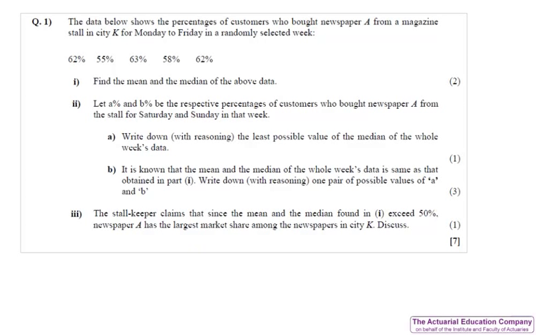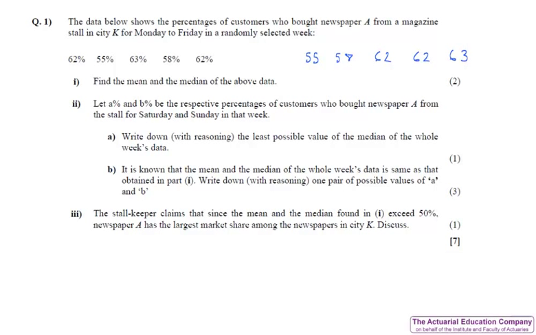So on to question 1. In part 1, we have to find the mean and median of a list of 5 data values. This should have presented no problems as long as you didn't forget to arrange the numbers in order before you found the median of 62.